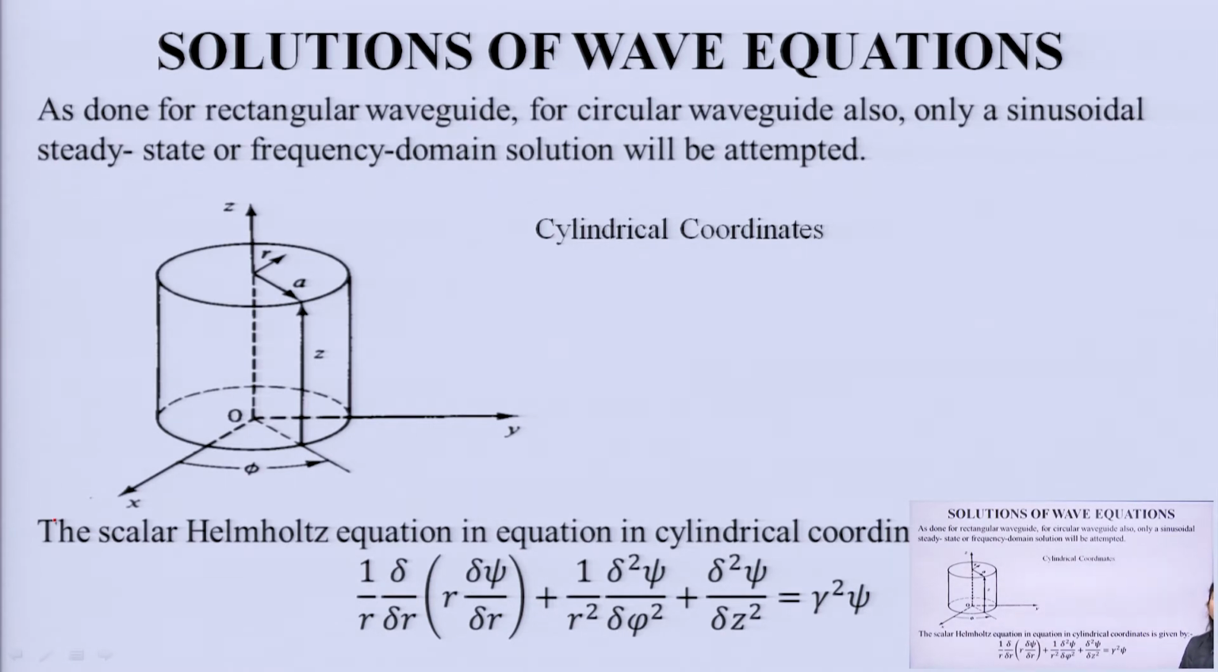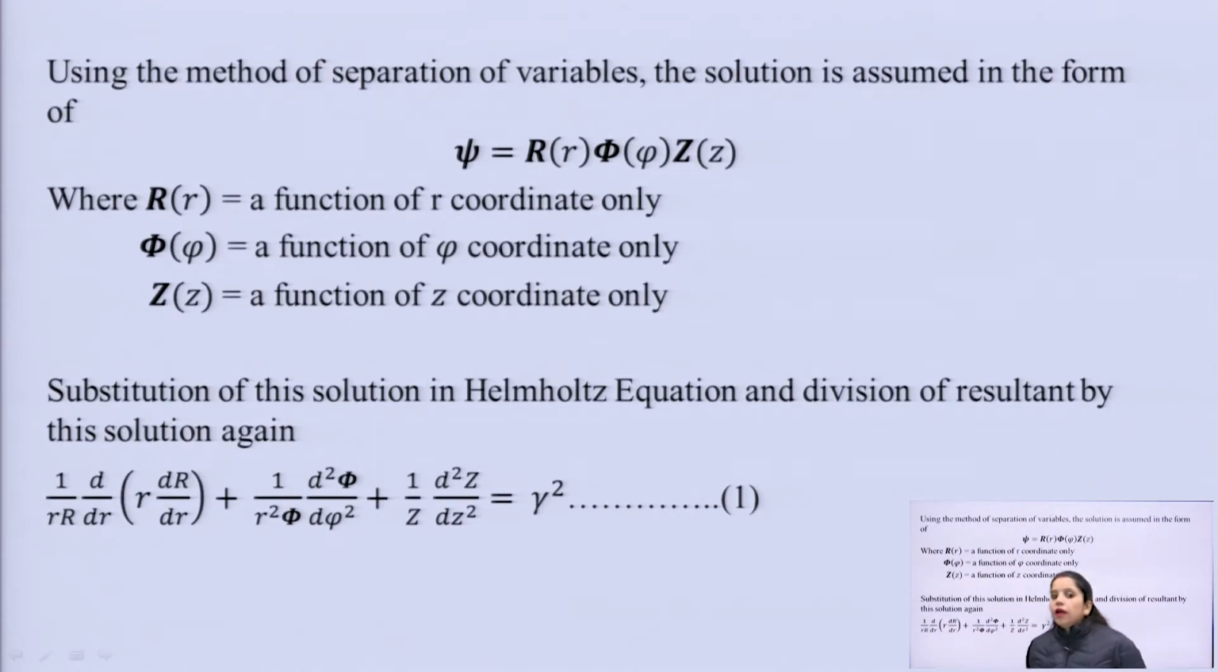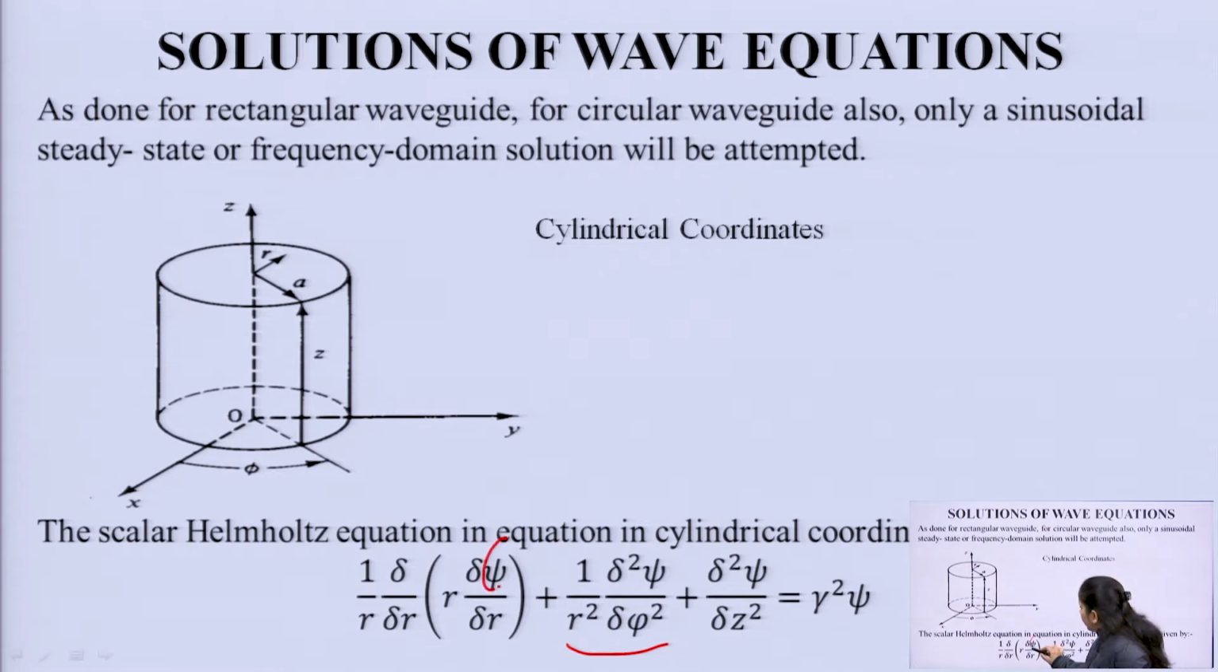Now, before starting this, what we have to do? We have the scalar Helmholtz equation in cylindrical coordinates, which is given by this expression. We have to solve this equation in this lecture, so we use the method of separation of variables for finding the solution. We are assuming psi, which is the value we have to calculate here.